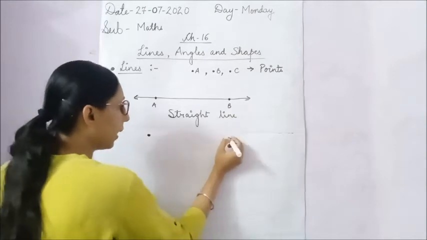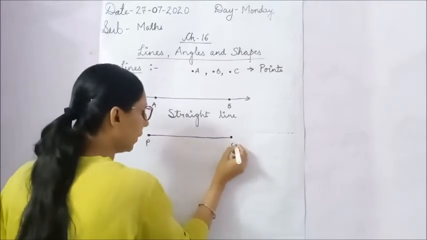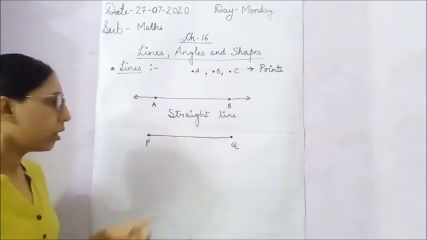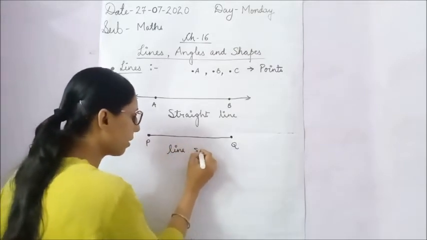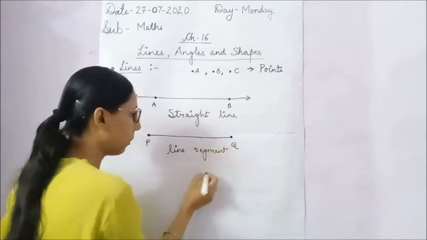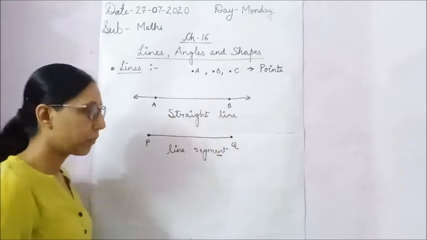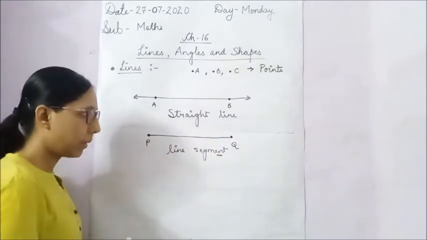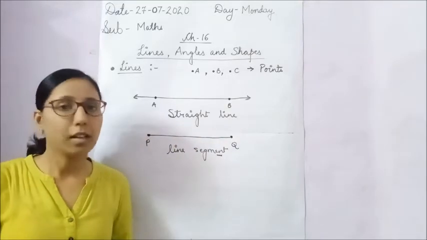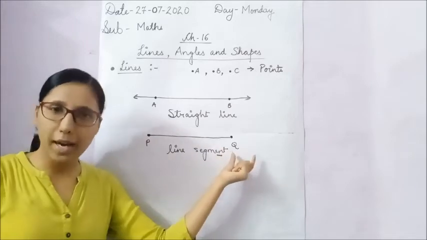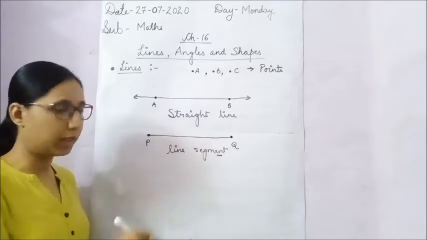Now if I take 2 points and join these points P and Q, these points are P and Q. Now what is it? This is called a line segment. So a line segment is a short part of the straight line. The property of a line segment is that it has 2 end points. Now see, इन्हें हम दोनों डायरेक्शन में एक्सटेंड नहीं कर सकते हैं. So it has 2 end points and a fixed length. इसकी लेंथ क्या होगी? फिक्स्ड होगी.